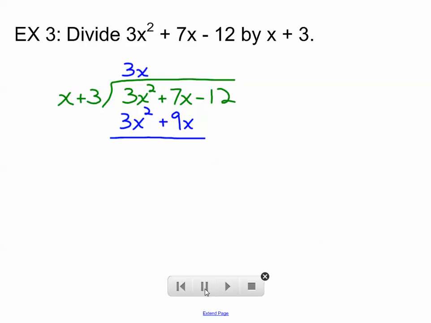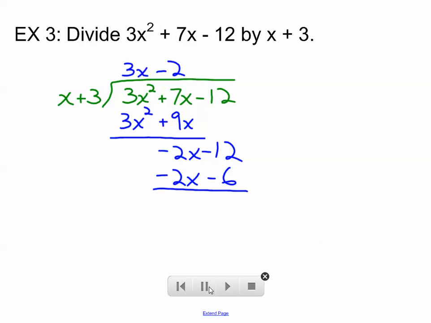Careful here. You should get negative 2x. 7 minus 9 is negative 2. Bring down the negative 12. And then we go through the same process again. X times what is negative 2x? X times negative 2 is negative 2x. Then we take the negative 2 and multiply it by x plus 3: negative 2x minus 6. Negative 2 times x is negative 2x, and negative 2 times 3 is negative 6.